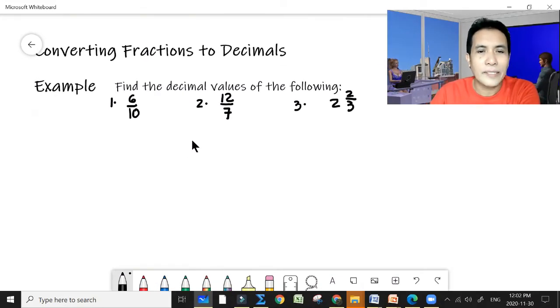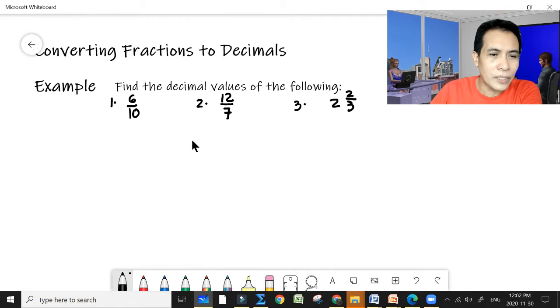Example, find the decimal values of the following. For number 1, 6 over 10. Number 2, 12 over 7. Number 3, 2 and 2/3. Let's start with 6 over 10. We know that this is a fraction, and the parts of the fraction are 6 for the numerator and 10 for the denominator. So we're looking for the quotient, which is a decimal point.